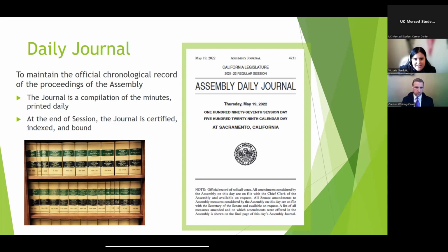They also note what happened in committee hearings. So if you ever need to know what happened at the assembly on a specific day, you can always use the daily journal of that day to go see what happened, what the agenda was. And at the end of the session, that journal is certified, indexed, and bound, so that if you ever need to use it as a resource, you can go ahead and select the year and see what happened to a bill on a specific day of that year.